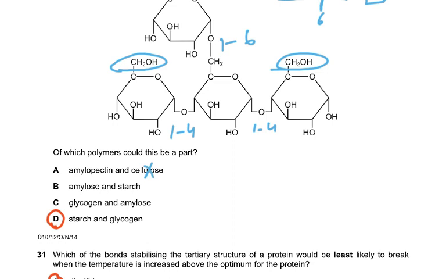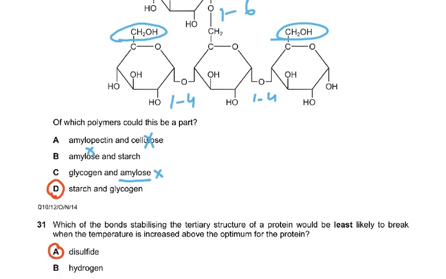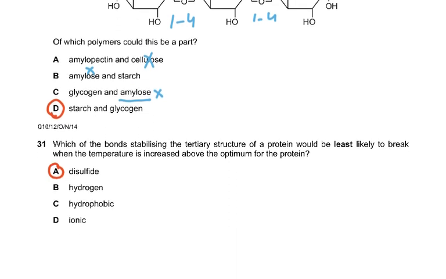So cellulose is wrong. 1-4 and 1-6 is starch, and this says amylose. Amylose doesn't have 1-6 bonds. So amylose everywhere was wrong. Cellulose was wrong. These were the things you had to pick up. If you actually knew this, you could do this. Which of the bonds stabilizing the tertiary structure of protein would be least likely to break when the temperature is increased? You see, the strongest bonds are the disulfide bonds and the peptide bonds, and these are, of course, the strongest bonds.